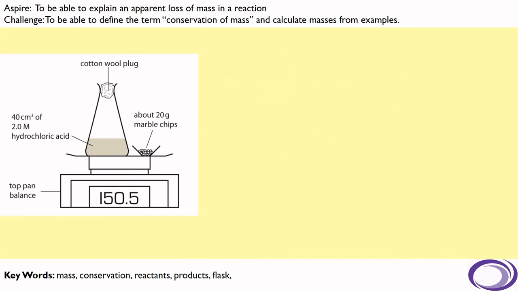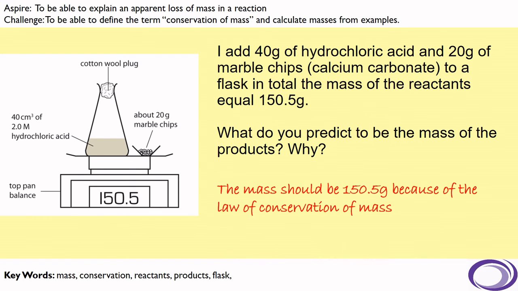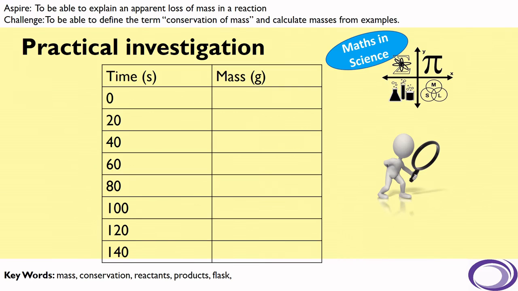Okay, so you've probably predicted that the mass should be 150.5 grams. And that's because of the law of the conservation of mass that we've just discussed. The mass of the reactants will be equal to the mass of the products. Now what we observe with this reaction is we actually observe something different. And there's a reason for that.